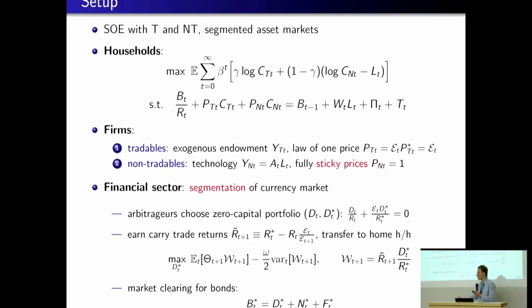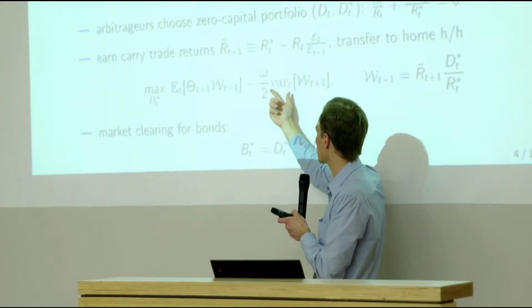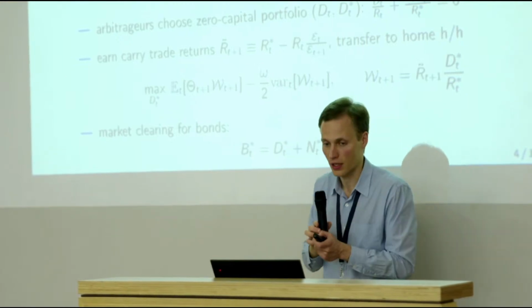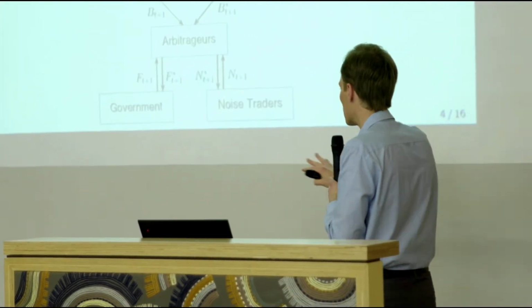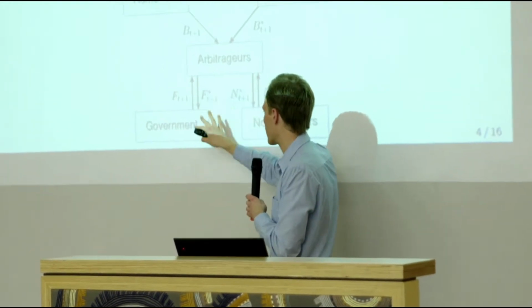What makes the model interesting, what makes this friction bite, is the assumption that these arbitrageurs are also risk averse. So in equilibrium, they will require some risk premium, which compensates them for doing this carry trade. And then finally, just to close the model, there are two other agents which participate in the currency market.